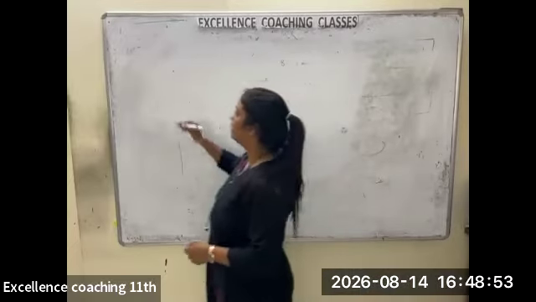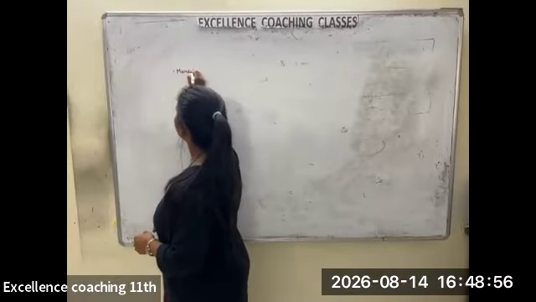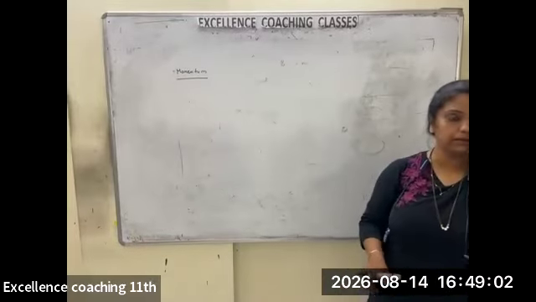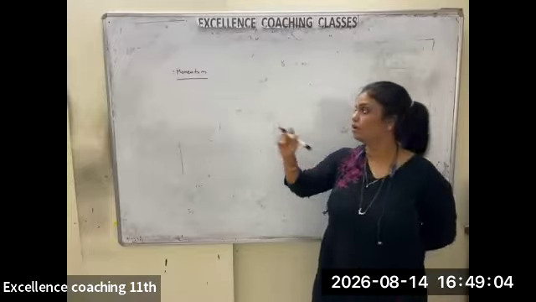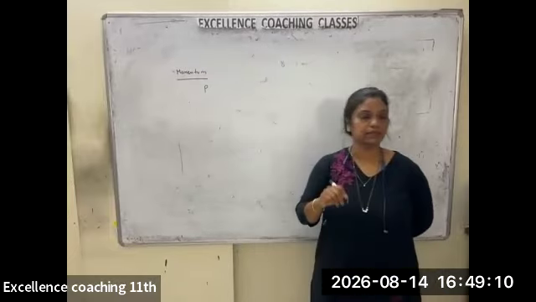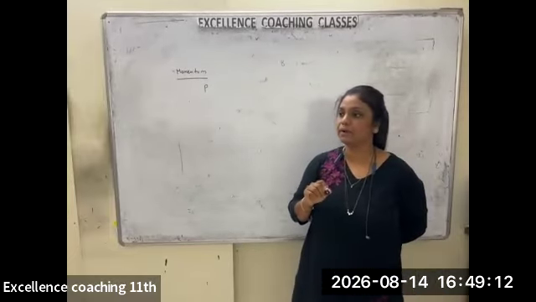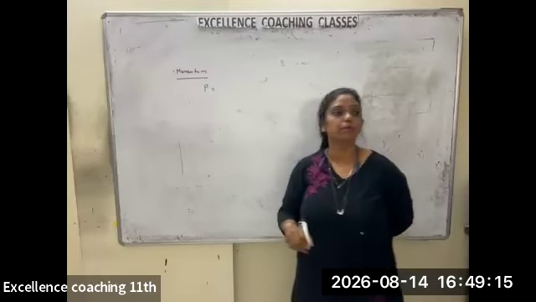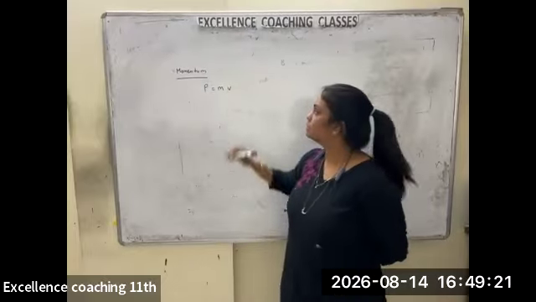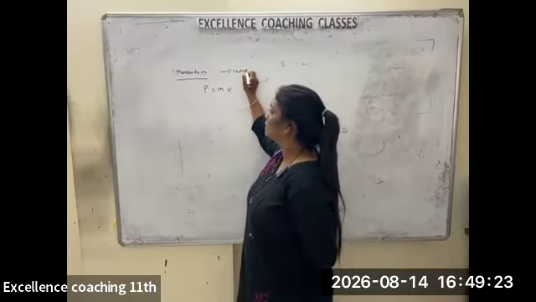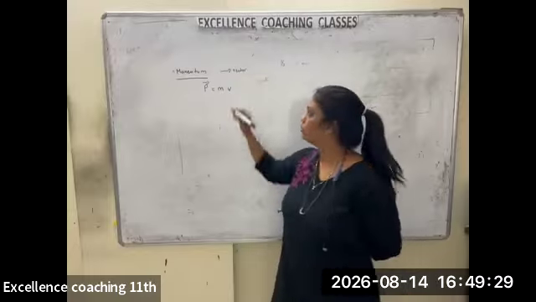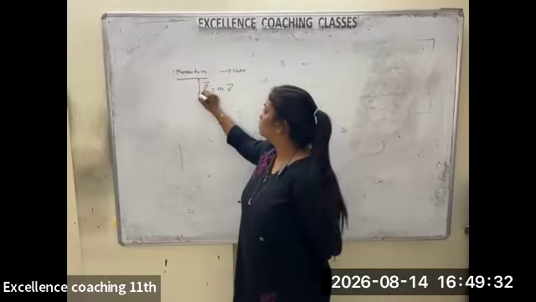Now, the second topic that we are going to study is momentum. Do you all know what is momentum? You know how it is denoted? Momentum is denoted by alphabet P. Do you know the formula for momentum? It is mass into velocity. It's a vector quantity. It has magnitude as well as direction. So how do you denote it? With an arrow. So here also there will be an arrow.